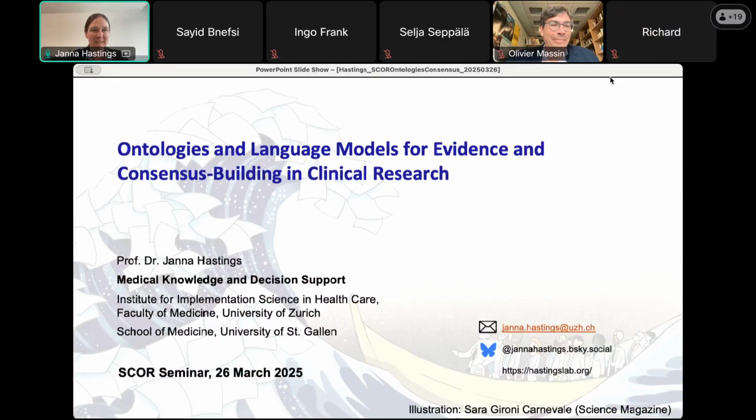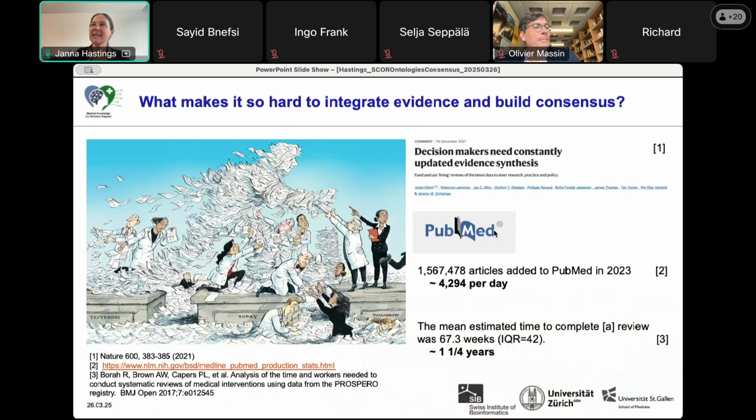It's nice to see some familiar names and maybe later even some familiar faces. So I'm going to talk today about evidence and ontologies and language models in managing evidence, broadly speaking. And what is evidence? In the context of medical or clinical or health-related research, it mainly means publications. It can also be data sets or some other kinds of evidence that can be produced.